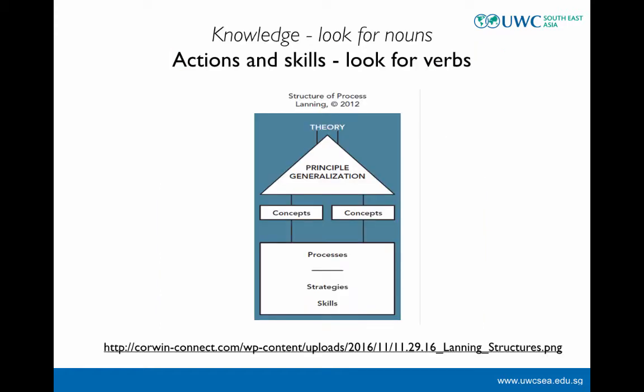We've looked at a sport example now to make that point that in areas where knowledge is the key outcome, we're looking at nouns. Where actions and skills are involved, we're looking for the verbs, we're looking for the doing. And that Lanning's diagram is enormously helpful to think about what are the skills or strategies or process that are being learned, and what concepts are going to make those really meaningful for students to be able to transfer skills and strategies between different contexts.